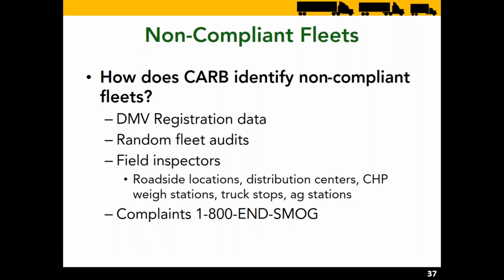There are a few ways that CARB identifies non-compliant fleets. The most common is through DMV registration data. So the DMV registration data is now tied to CARB compliance. This is really important, so it actually gets its own section in just a minute, but put a pin in that for a moment. Additionally, we conduct random fleet audits where we verify all of the fleet information of a company or an owner in Truckers, which again is the reporting system.